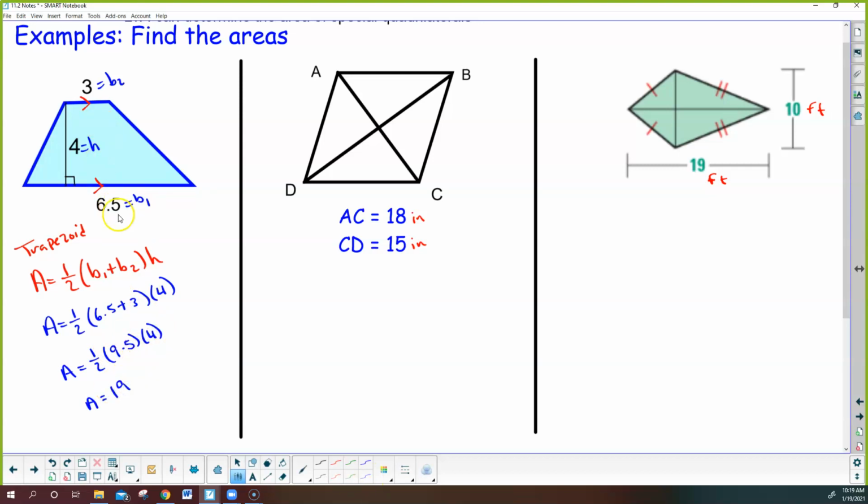And then I purposely didn't put units on this one to see if you wrote the words units squared. So even if we don't give you units, you should put units squared.